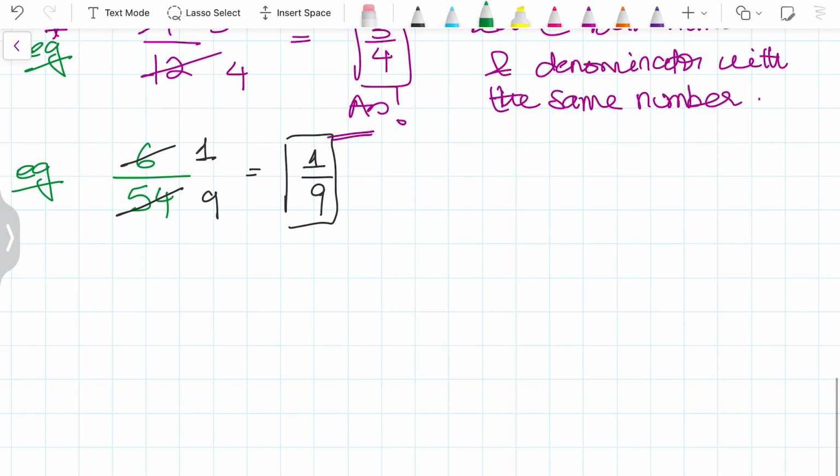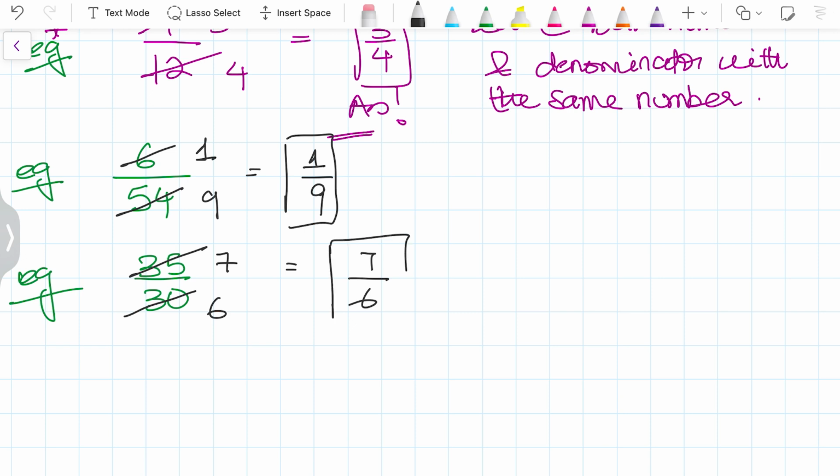Another example can be 35 upon 30. So 5 times 7 and 5 times 6. Now they cannot be further simplified.